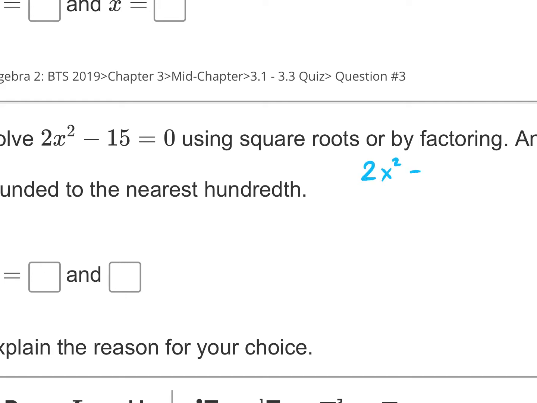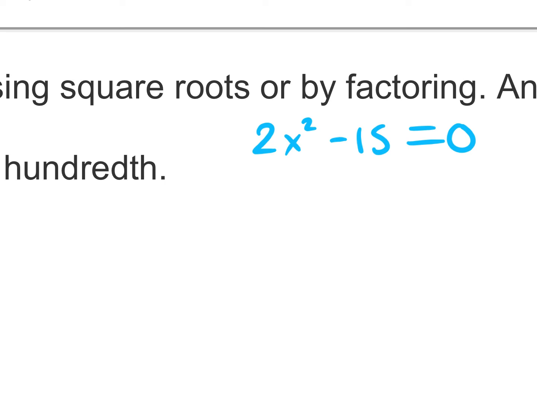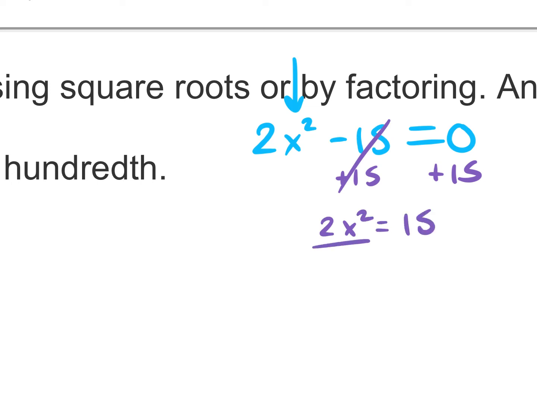So 2x squared minus 15 is equal to 0. When we solve by taking the square root, I need to get the squared term all by itself. So I want to move everything else to the other side. So what could I move to the other side? I can add 15. So 2x squared is equal to 15. What would I do next? Divide by 2. So x squared is equal to 15 over 2.